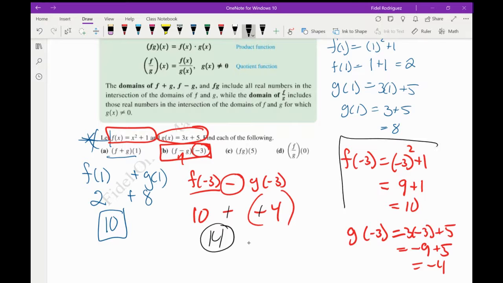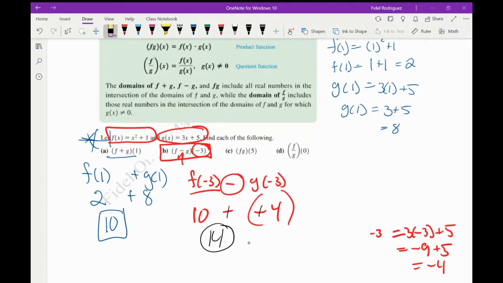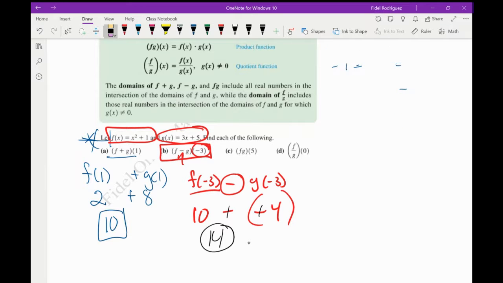Are you okay with how I came up with this part? Think about it this way. Whatever they're telling me to do in the middle is what I'm going to do. Let me erase this because it's not really necessary. What do I have in the middle here? Add. So once I find those two answers, add them. What do we have in the middle here? Subtract. So once we find those two answers, subtract them, right?